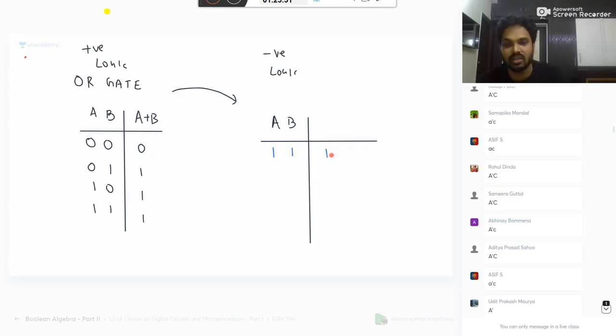Please observe the difference. In complement, only the output is changed. If you want AB whole bar, only the output is complemented. But in the dual, every 0 is replaced by 1 and every 1 is replaced by 0, not only at the output but also at the input. That is what we call duality. Inputs are also complemented.